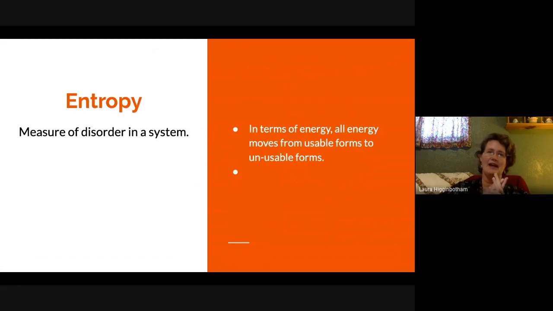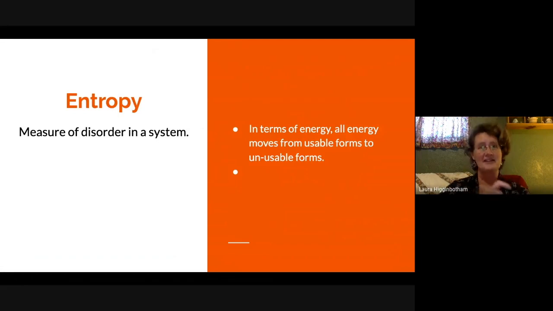However, entropy says that all that nice work that you did to get things looking nice and neat, if left to itself, that neatness will go away. It will become disorderly. Think about it. If you don't actively clean your room every day, a week later, I bet it's a mess.